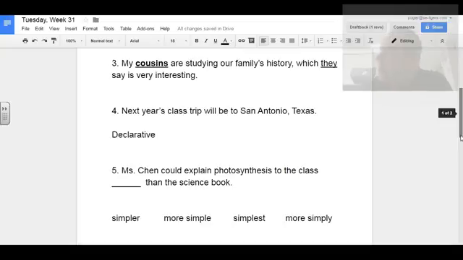And so we had to decide which way she could explain photosynthesis. That is actually only comparing. So it's only in the comparative form, and so we just want to go with the more and then more simply. Since it's 2 syllables, you have to decide between simpler and more simply, but in this case, the 2 syllable gets the more in front of it for more simply. And that is all for Tuesday, week 31.